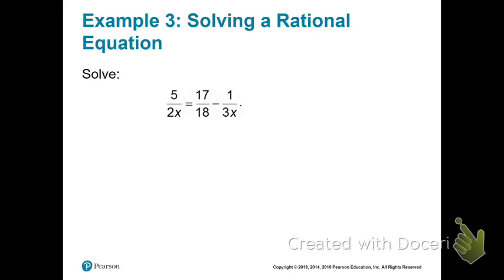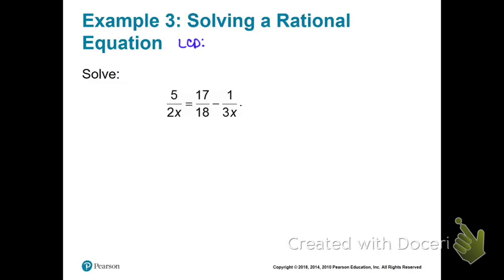All right, so let's look at example 3 here. It tells us just to solve. So again, we're solving with fractions. So we need to find that least common denominator, don't we? So let's see if we can break down these denominators.